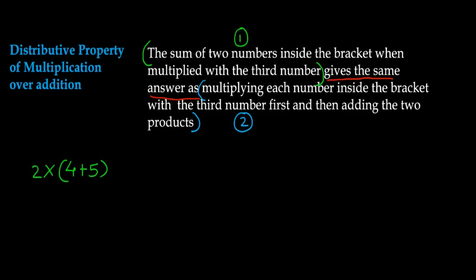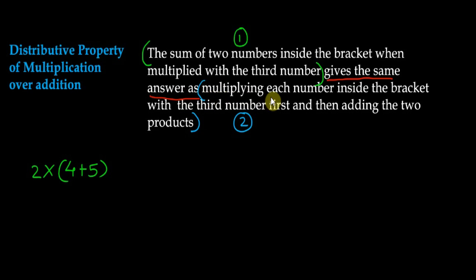So according to the first part of our statement, this is what we got. The sum of two numbers multiplied with the third number. Okay, next it says gives the same answer as. So for the time being, let's forget this part of the statement and let's read the next part.